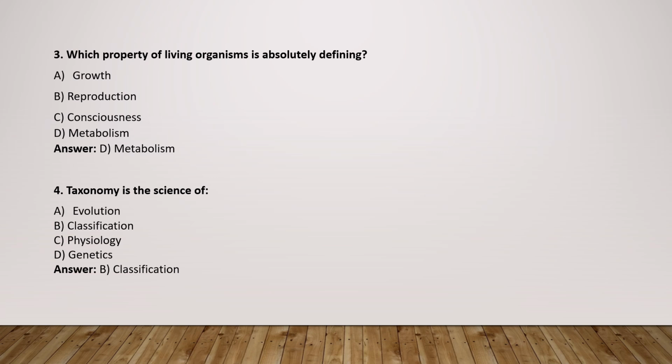Question 4. Taxonomy is the science of. The right answer is option B, classification. Taxonomy deals with identification, naming, and classification of organisms based on shared characteristics.